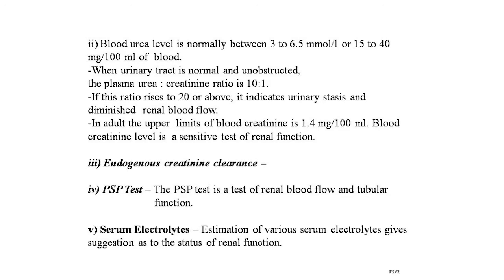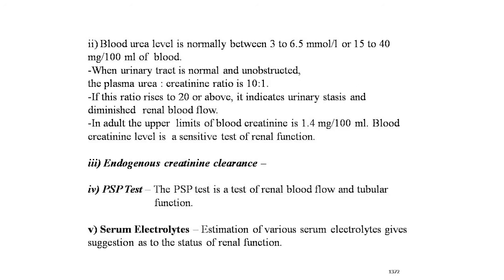In adults, the upper limit of blood creatinine is 1.4 milligram per 100 ml. Blood creatinine is a sensitive test of renal function. Now the next renal function test is the endogenous creatinine clearance. The creatinine clearance is roughly equal to twice the excretion of PSP in the first half an hour.